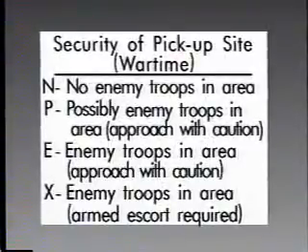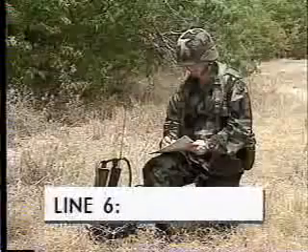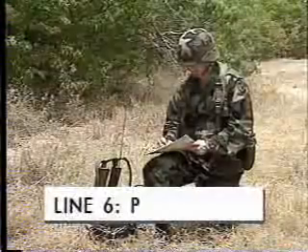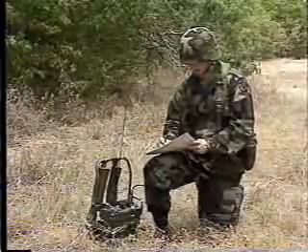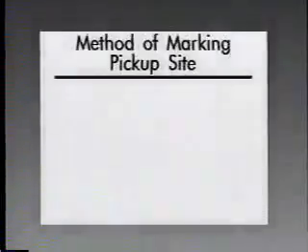This will assist the crew of an aircraft or other evacuation vehicle in determining if assistance is required while it is en route and in planning its approach. Papa on line 6 indicates that enemy troops may be in the area. To assist the crew in identifying the specific location of the pickup, encrypt the appropriate brevity code to indicate the method of marking the pickup site.